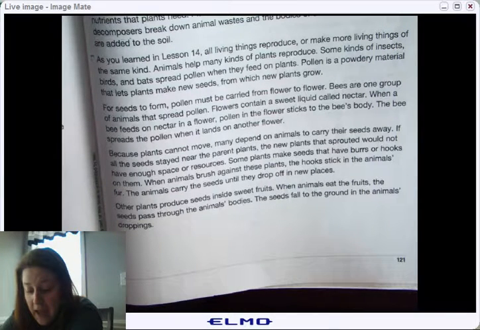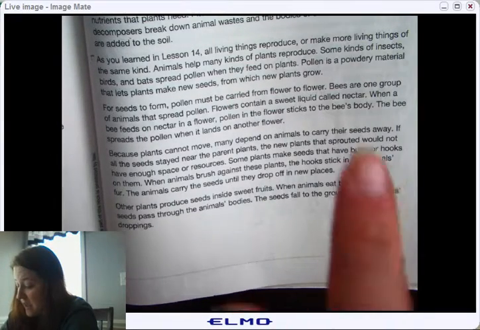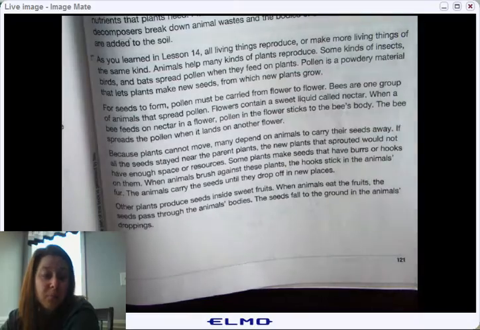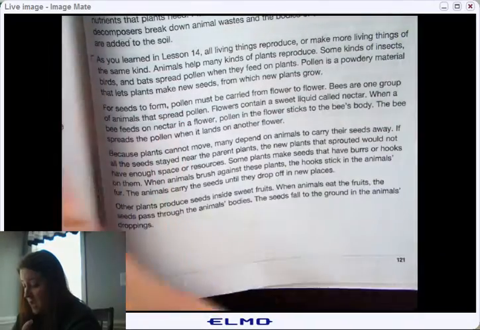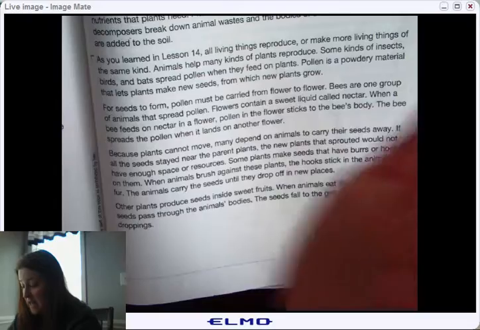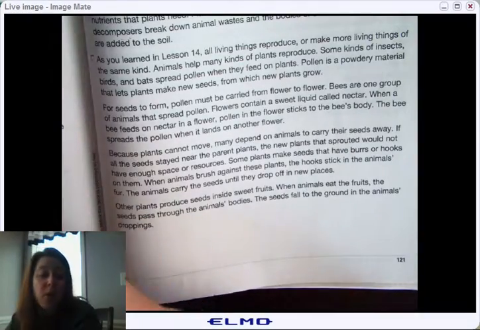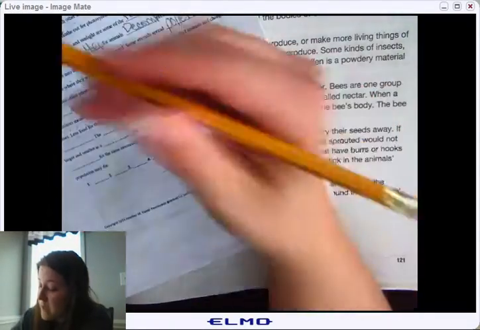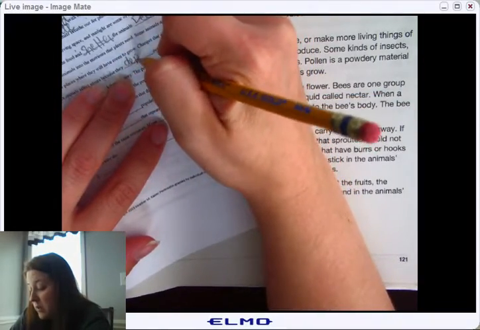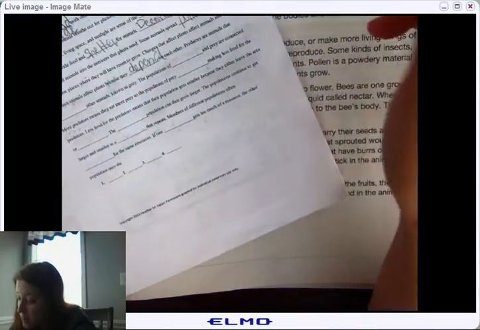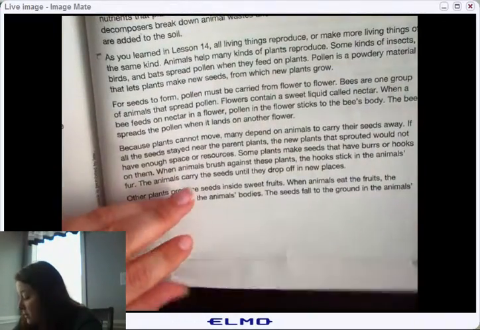Changes that affect plants affect animals, and changes that affect animals affect plants because they blank on each other. So changes in a plant affect the animal. Changes in the animal affect the plant because they what? They rely or depend. I'm going to put depend, but I will also take rely. Predators are animals that blank. We're going to turn the page to 122.